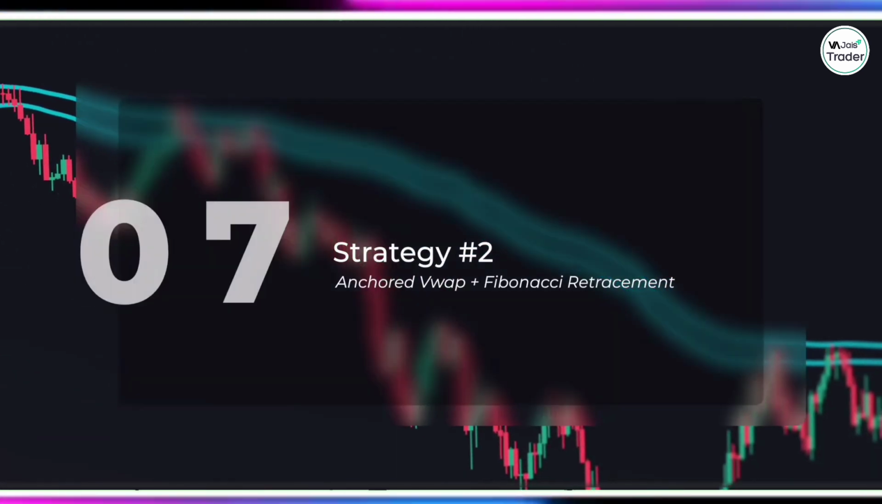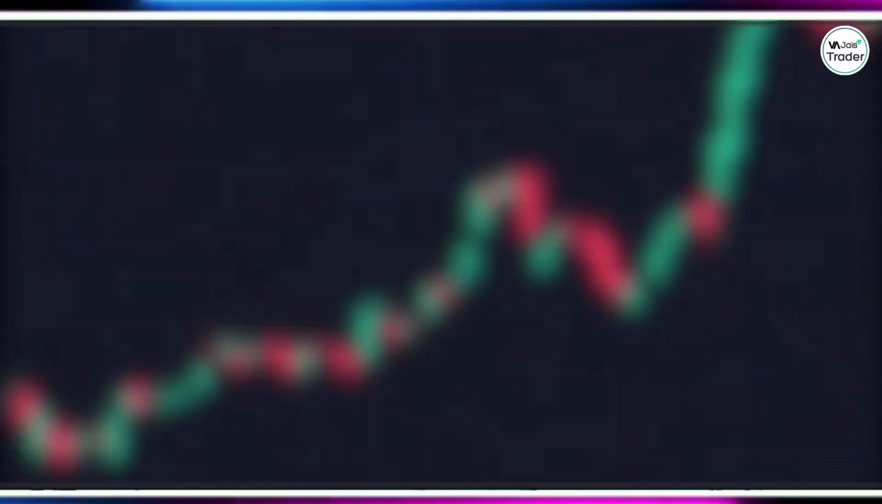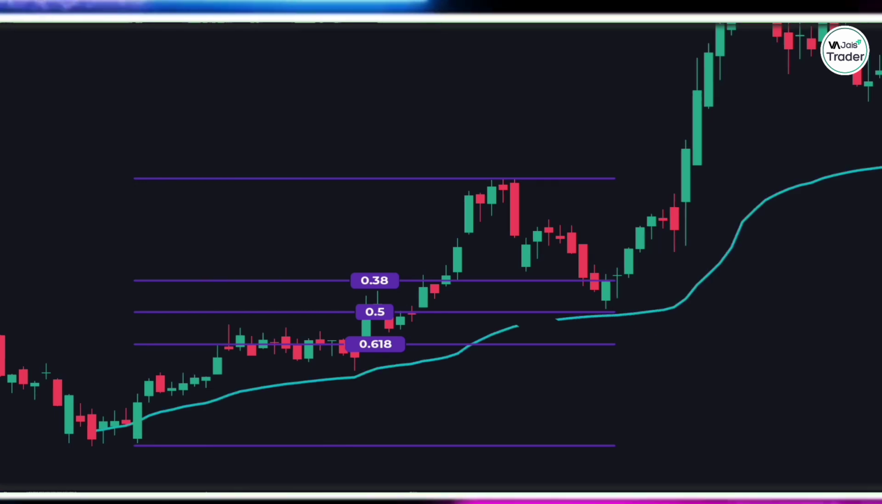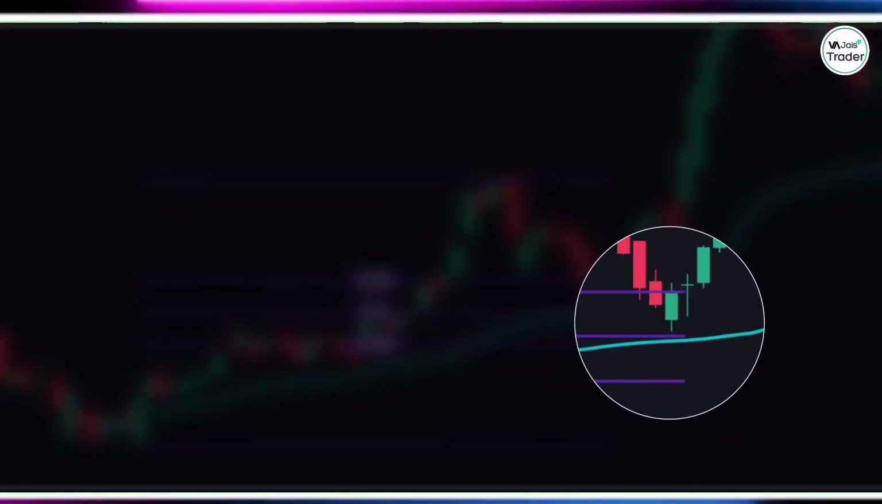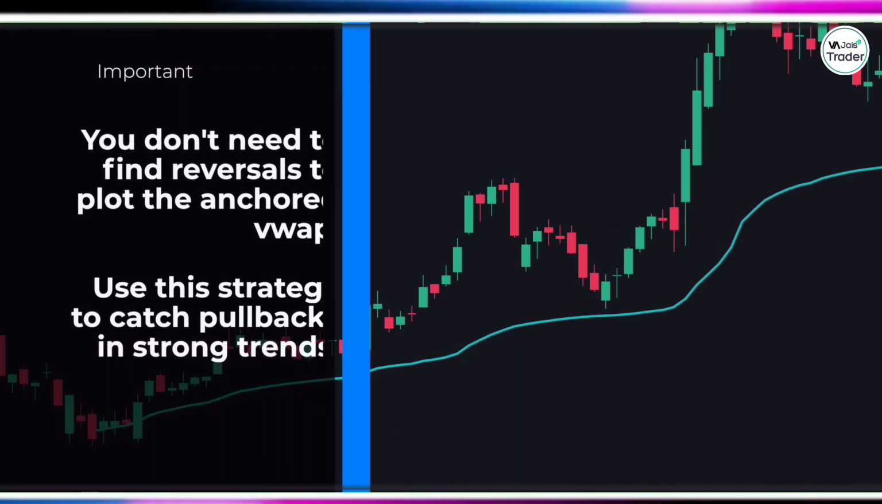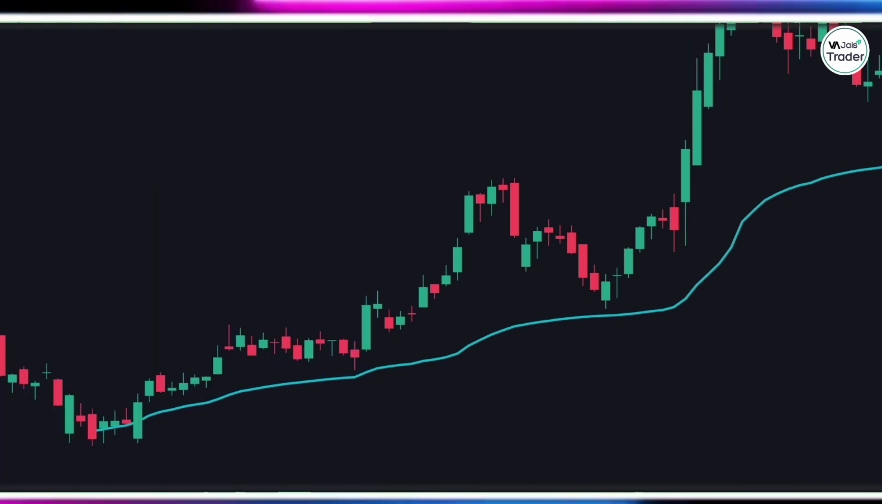Topic 7. Anchored VWAP plus Fibonacci Retracement. Fibonacci retracement levels are yet another tool that can help us in spotting areas where the price might find pullbacks. If we combine Fibonacci with Anchored VWAP, that will give us some high-quality trade setups. The best part about this strategy is that you don't need to find a reversal to plot the Anchored VWAP. We can utilize this strategy in strong trending markets to catch pullbacks.